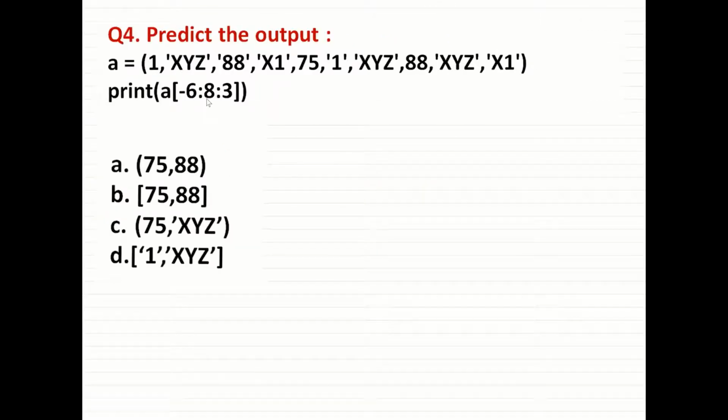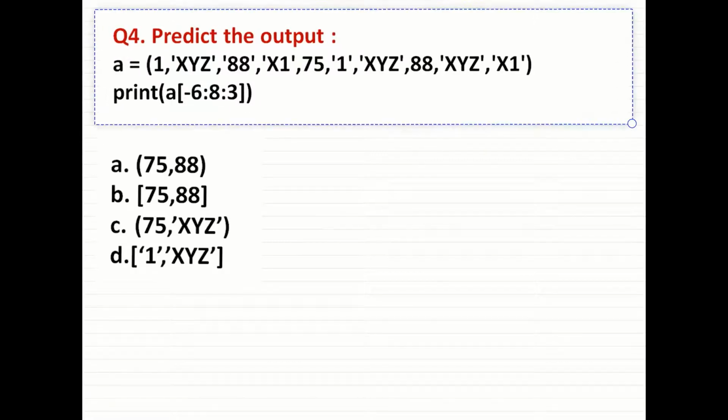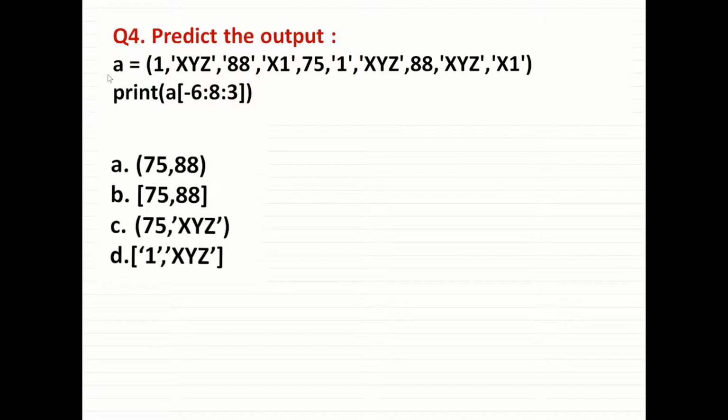This is question number 4. Predict the output. Here a tuple is given. This is in the round bracket, so in round bracket we have tuples. This is an example of a tuple, and you have to give the answer of this print statement.